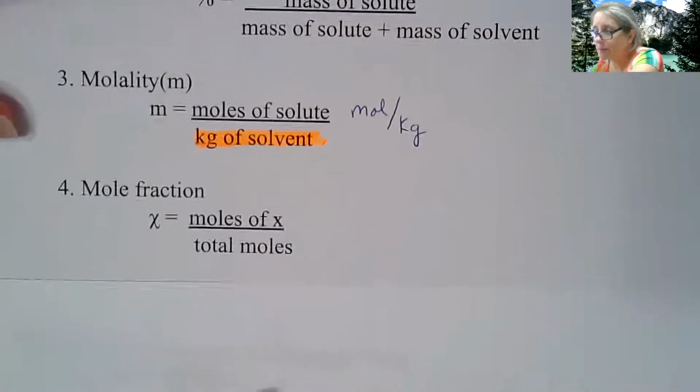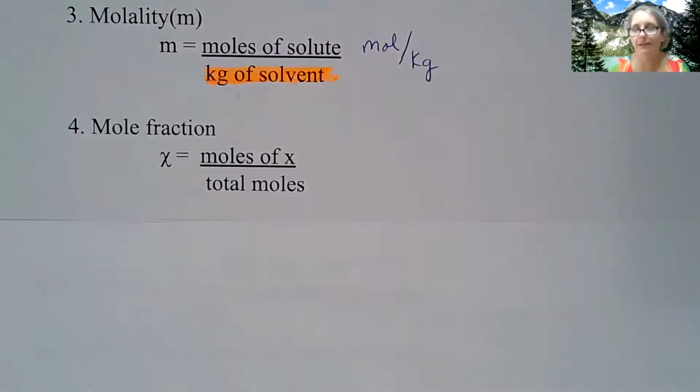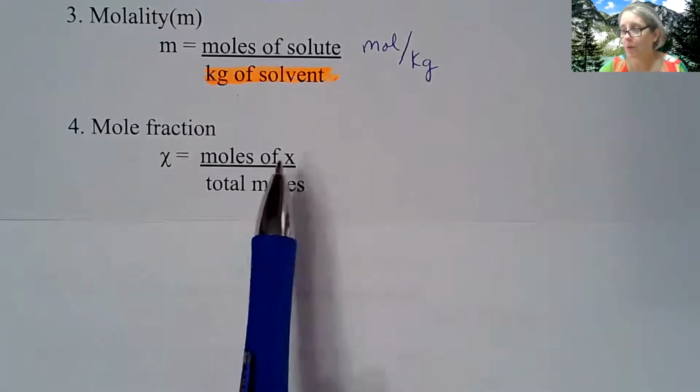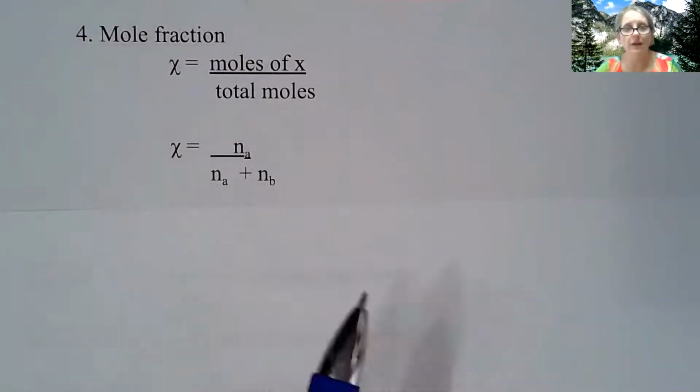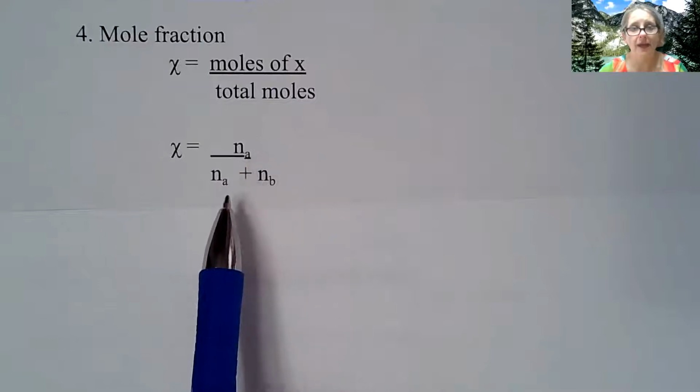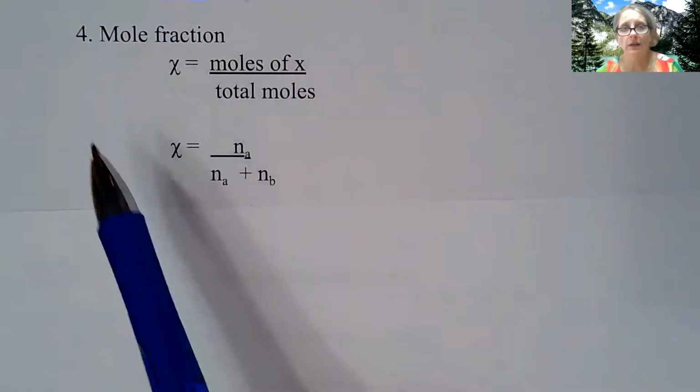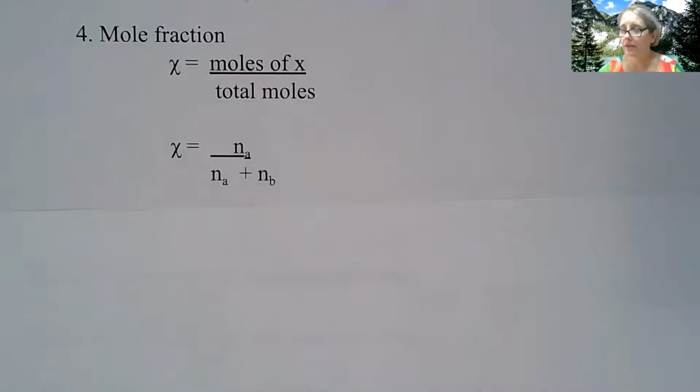And then finally, we have something called mole fraction. We talked a little bit about this when we were doing gas laws. So this is, again, capital chi, moles of X over total moles. So sometimes you will see mole fraction as how much of A versus the total. We're going to use this in a couple things in colligative properties, so that's why I'm bringing it up again.